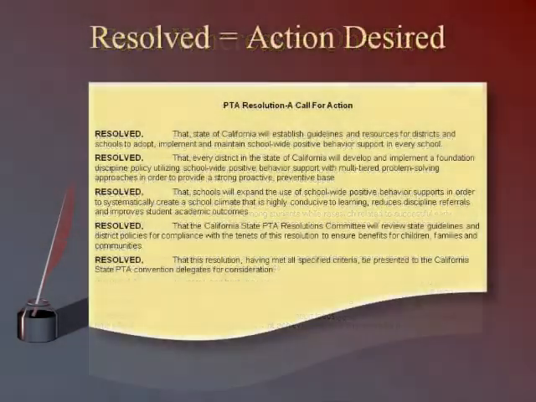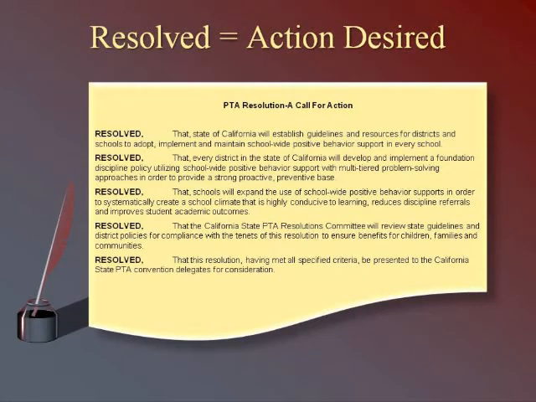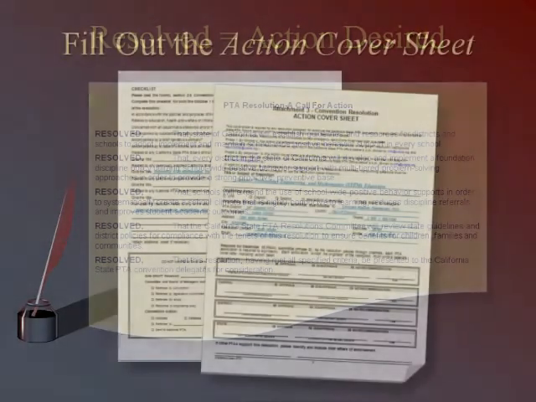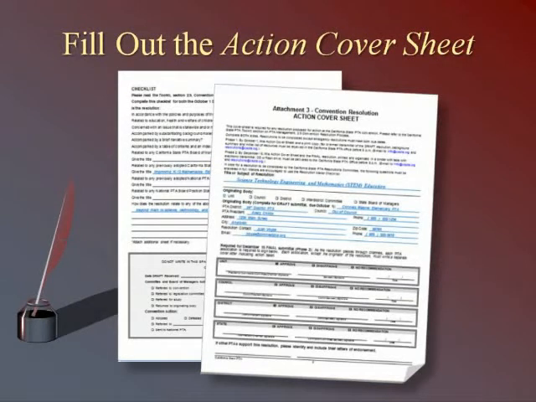Next, list the actions you want the PTA to take to mitigate the problem. And these are your resolved statements. A form included in the procedure is the action cover sheet. Complete the portion required for the first submittal.